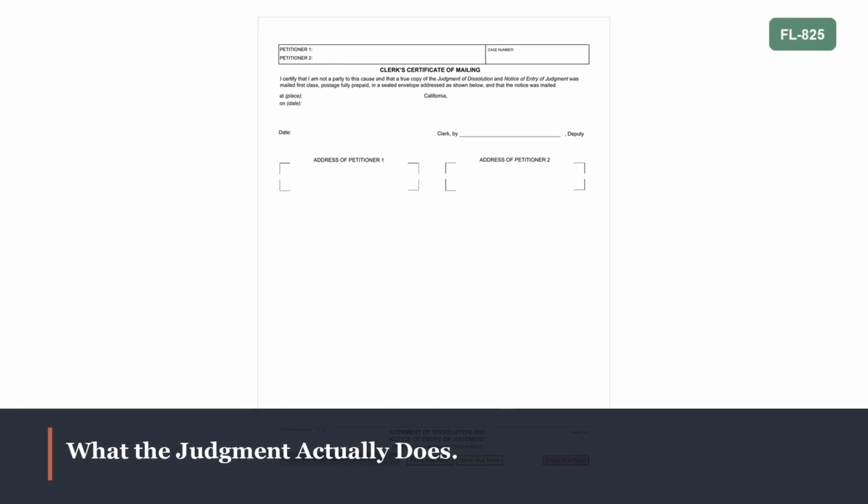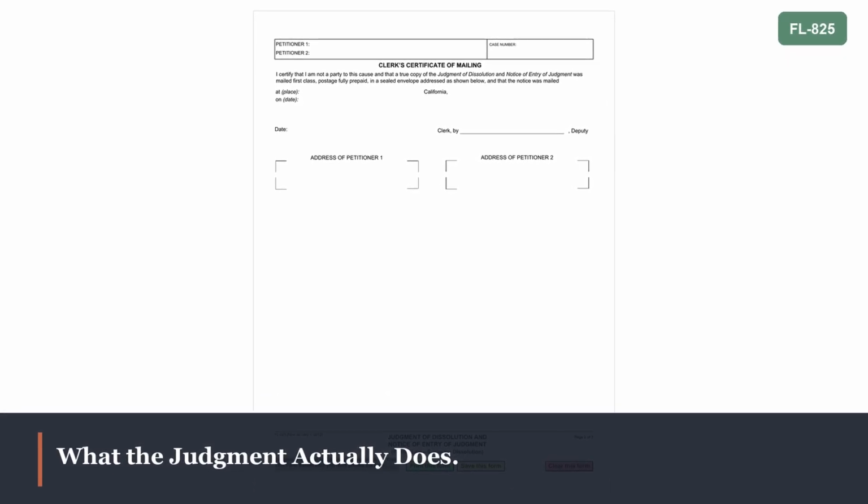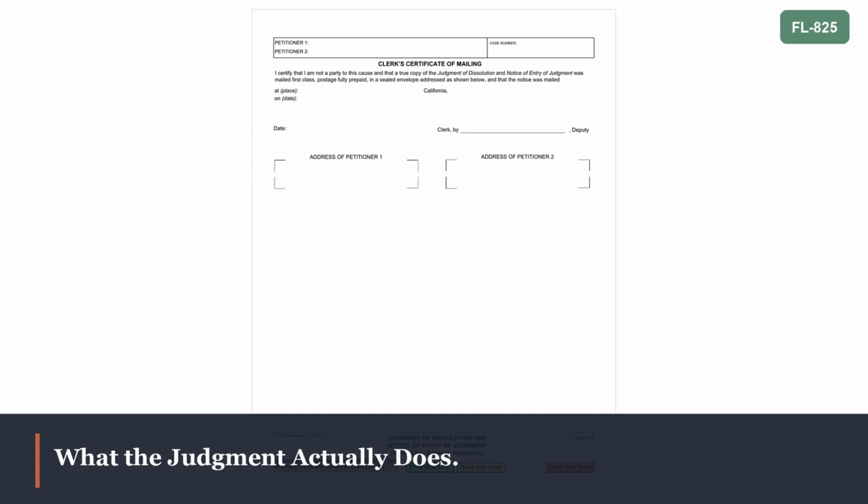What the judgment actually does. Once the effective date in Item 1A arrives, 4 things happen at the same time, based on the FL-810 booklet's description of this step. Your marriage, domestic partnership, or both is legally ended. The agreements in your property settlement agreement become binding, meaning you own what was assigned to you and you owe what was assigned to you. Except for what is in that agreement, you and your former spouse or partner have no further financial obligations to each other. You are legally free to remarry or register a new domestic partnership.